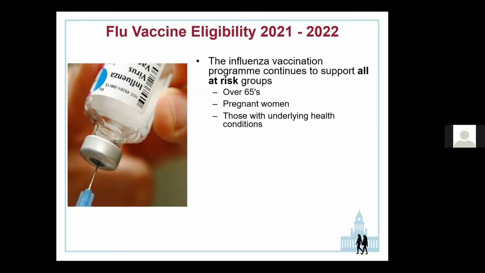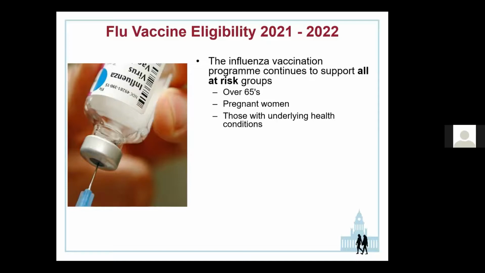Those under 65 with underlying health conditions such as respiratory disease, heart disease, kidney disease, neurological disorders, learning disabilities, those with weakened immune systems, and those morbidly obese with a BMI of 40 or above. This list, however, is not conclusive, and anyone with a long-term condition is advised to seek advice from their GP regarding their eligibility. As well as those at risk, the flu vaccination has been routinely offered to children since 2013 via a nasal spray from age 2 to the end of primary school.